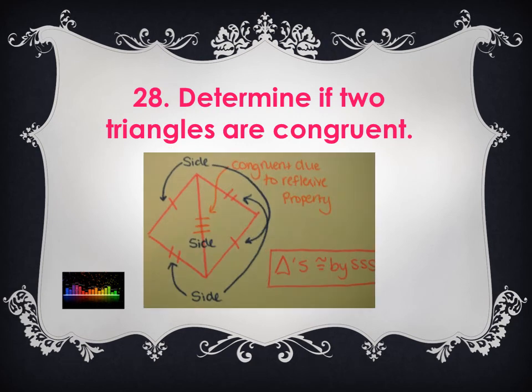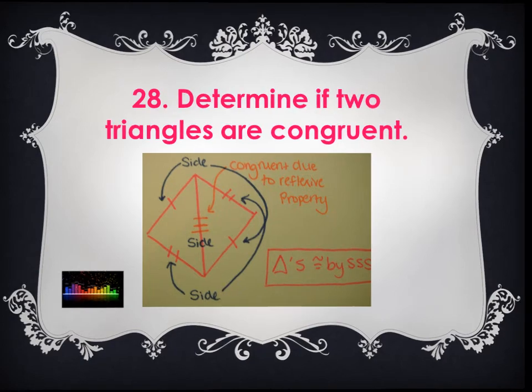In this problem, you are to determine if the two triangles are congruent. You are given that two sides of both triangles are congruent. We also know that the other side is congruent due to the reflexive property. So if we label our parts that are congruent in order, we are given side, side, side. So these two triangles are congruent by side, side, side.